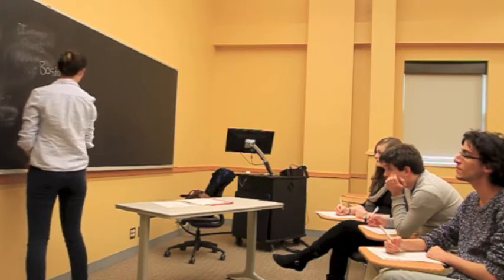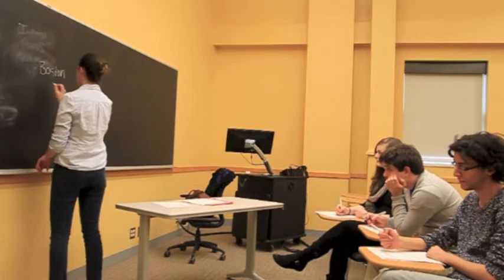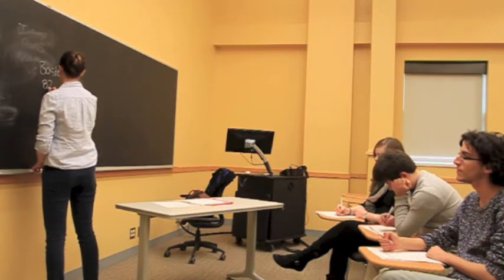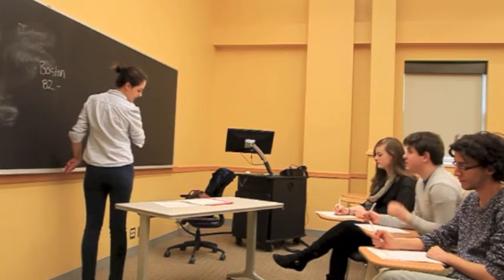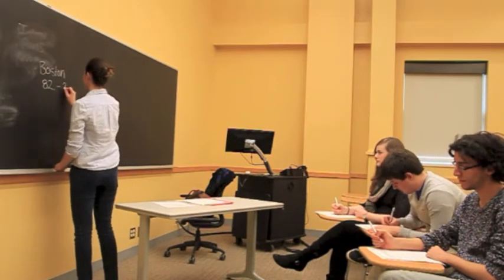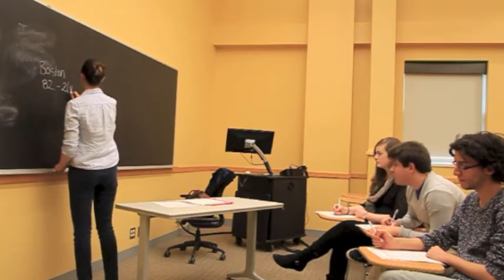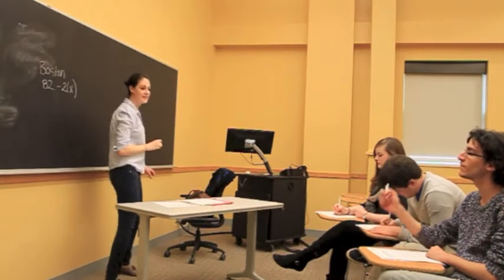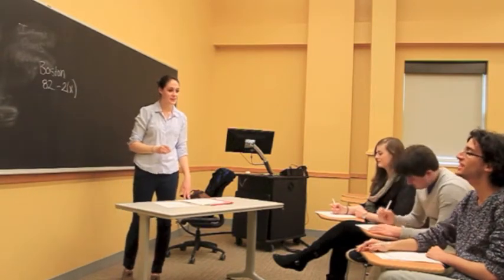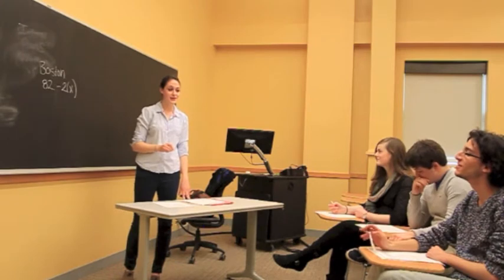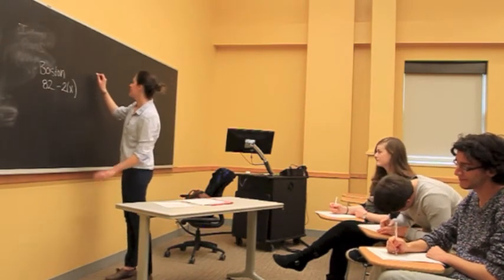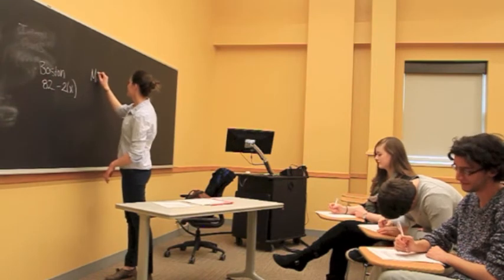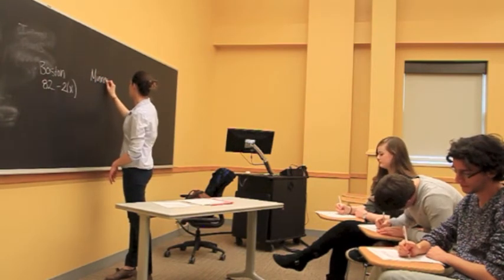So the temperature is 82 degrees so far, minus 2 degrees times x. Yes? What does x stand for? X stands for the number of hours that are passing. Good question. So then we're going to do the same thing for Minneapolis.